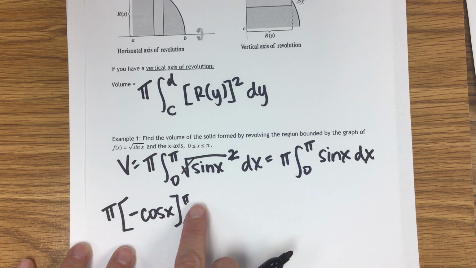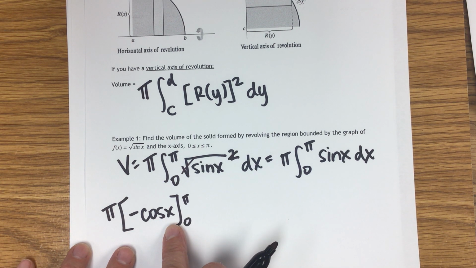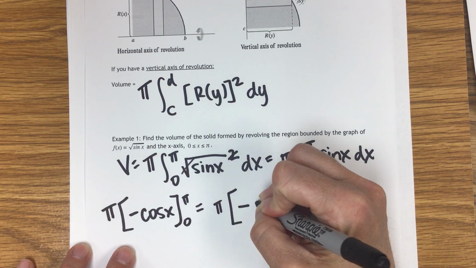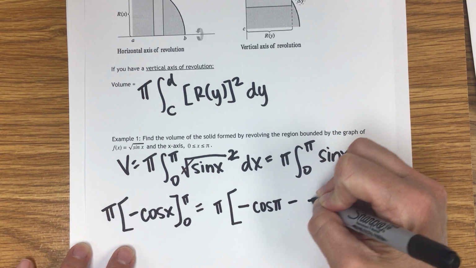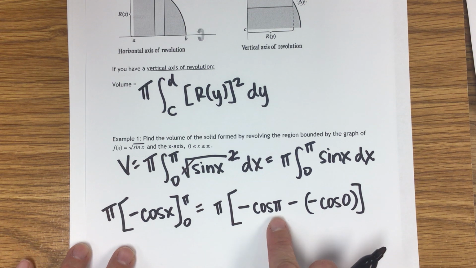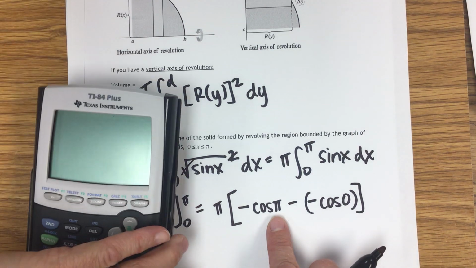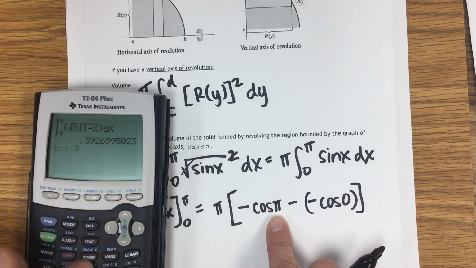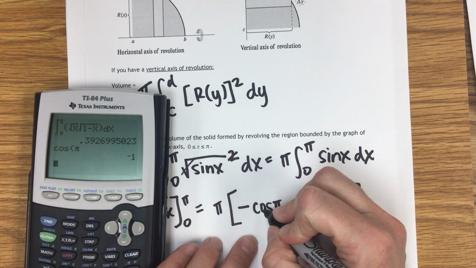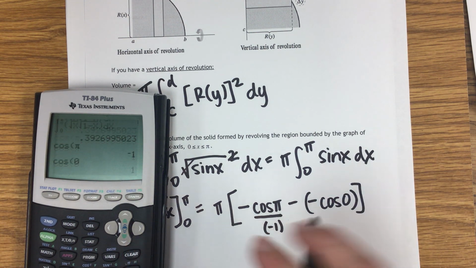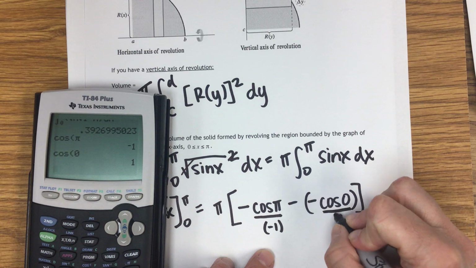So I have to plug in pi, I have to plug in 0, and I have to subtract. When I'm totally done, I'll multiply everything by pi. So negative cosine of pi minus negative cosine of 0. Cosine of pi, let's see. You can have your green sheet handy, or you could just plug it in. Make sure you're in radian mode, because pi is a radian measure, but cosine of pi is -1. So this is -1. And then cosine of 0, that is 1.